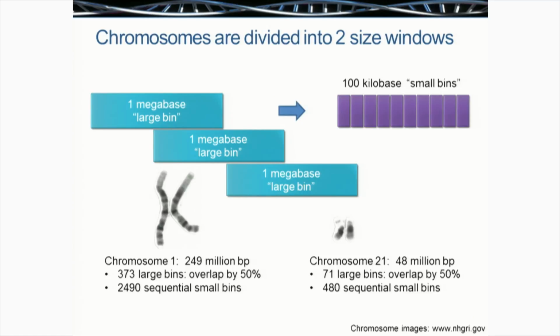So that means we have 373 large bins. Remember, we're overlapping them by 50%. And then we have almost 2,500 sequential small bins. Chromosome 21, which is, of course, a lot smaller, has 48 million base pairs, so that leads to 71 large bins, and then 480 sequential small bins. So we talk about big data. This fits in that category. It's a lot of data that we have to analyze.